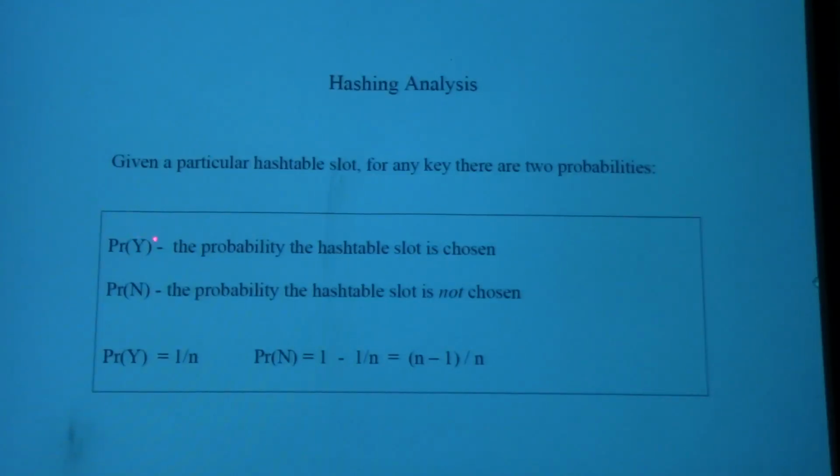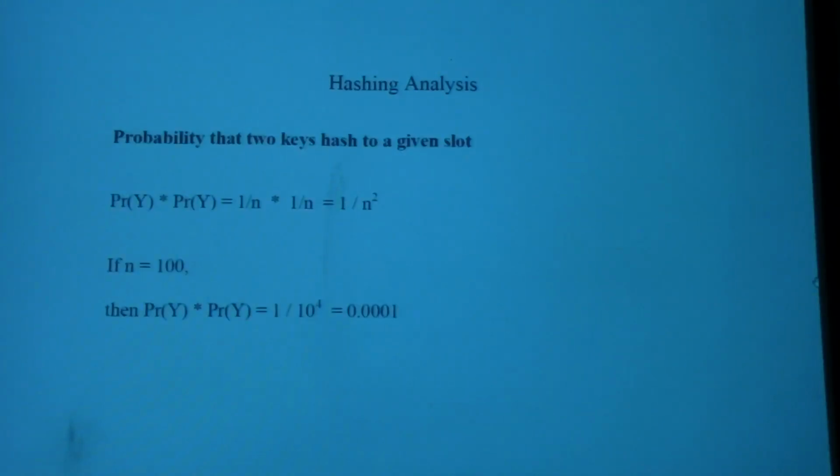So the probability y is the probability that the hash table slot is chosen, and the probability n is the probability that the hash table slot is not chosen. So the probability of y is 1 over n because it's a good hashing function. The probability of no is 1 minus 1 over n, which is n minus 1 over n. So if you have 101 slots, it would be 1 over 101, and this would be 100 over 101. So 1 over 101 is a little bit less than 1%, and 100 over 101 is just about 99%.